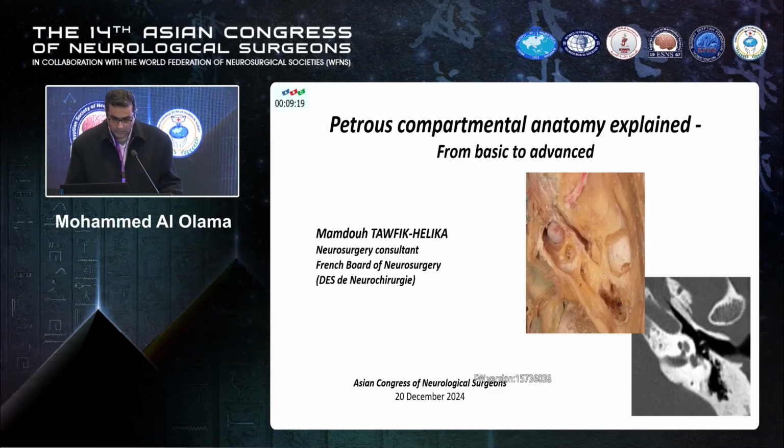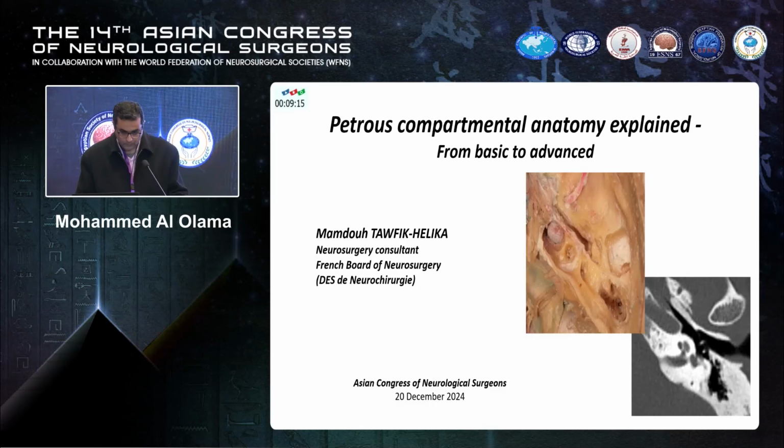Good morning, everyone. Today, I would like to present our work on the Petrous compartmental anatomy. It's a new approach just to explain the anatomy of the Petrous pyramid.